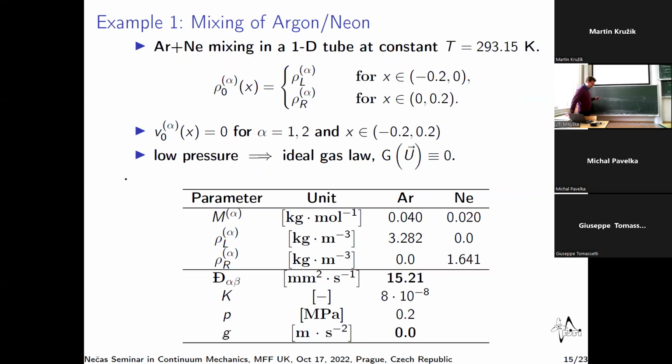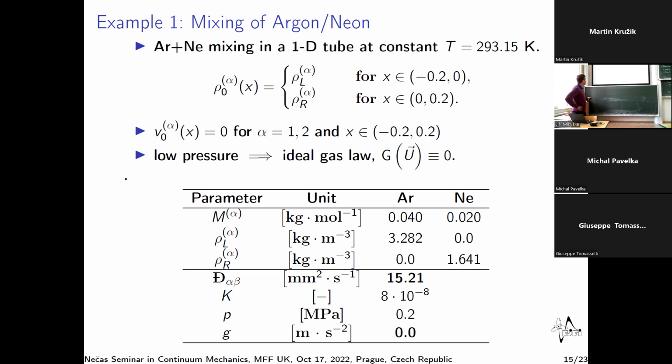So I'm going to show you some results. What is interesting is that in the literature there are data available for mixing of 2 or 3 components, so we wanted to simulate these experiments. One example is the mixing of argon and neon. This is argon and neon mixing in a 1D tube at constant temperature. The initial condition is that one half of the tube is filled with argon, the other part with neon, with different densities, which are constant, so that we have constant pressure.